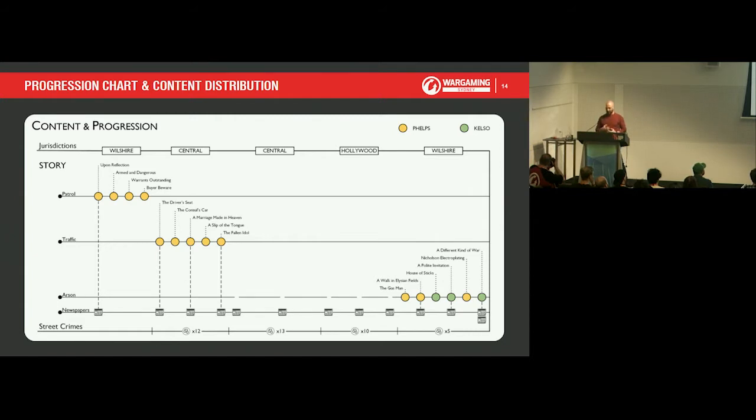I can show where the newspapers are located in respect to the cases to show where we expect the players to interact with the backstory narrative. And I don't just say that there are street crimes, but I can actually show where they're unlocked and made available to the player, which is the bottom line of numbers.